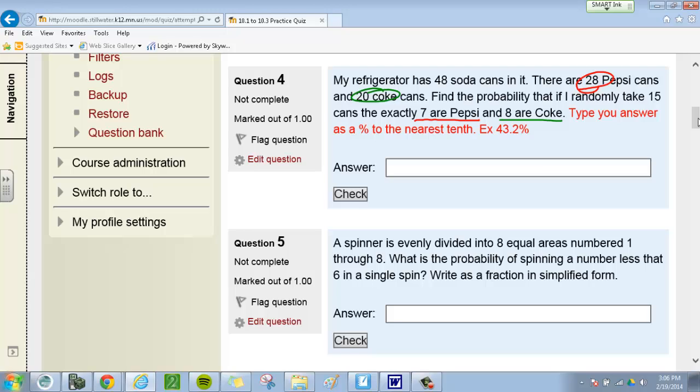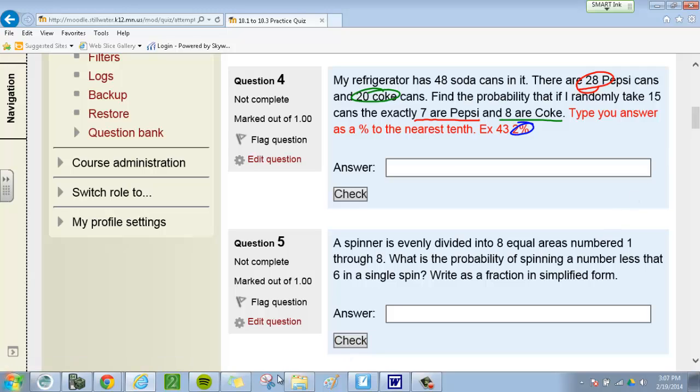That will give us the total number of ways we can choose 7 Pepsis and 8 Cokes from a subset of 15 cans. Then we need to find how many different ways you can choose 15 cans from just 48 cans. That's going to be our denominator, and we put the numerator over the denominator. We'll get our decimal, and we'll put it in as a percent. So let's do this first one. We're trying to choose 7 Pepsi from 28. So let's just do this in our calculator.